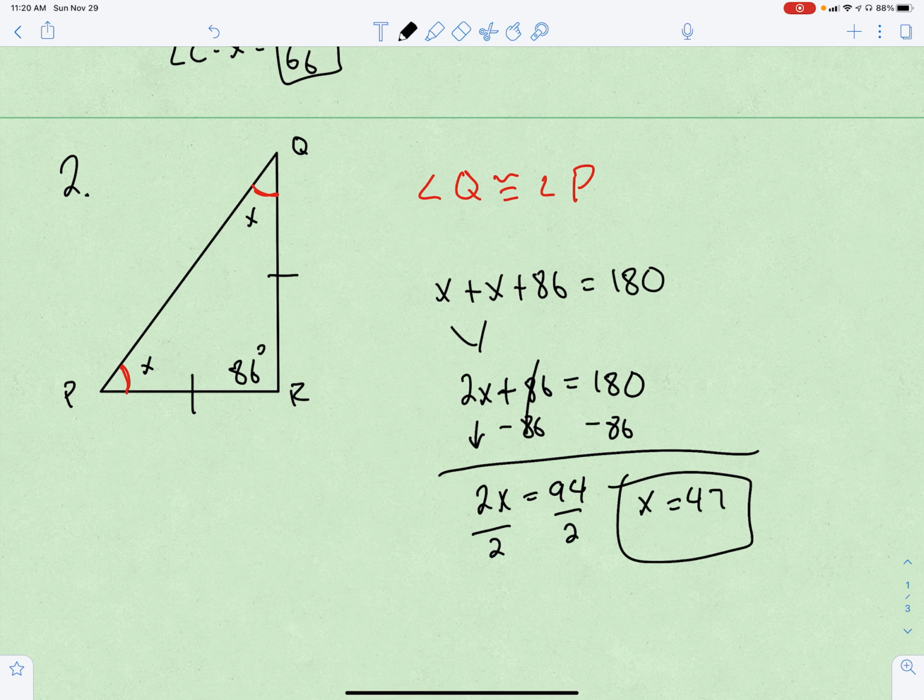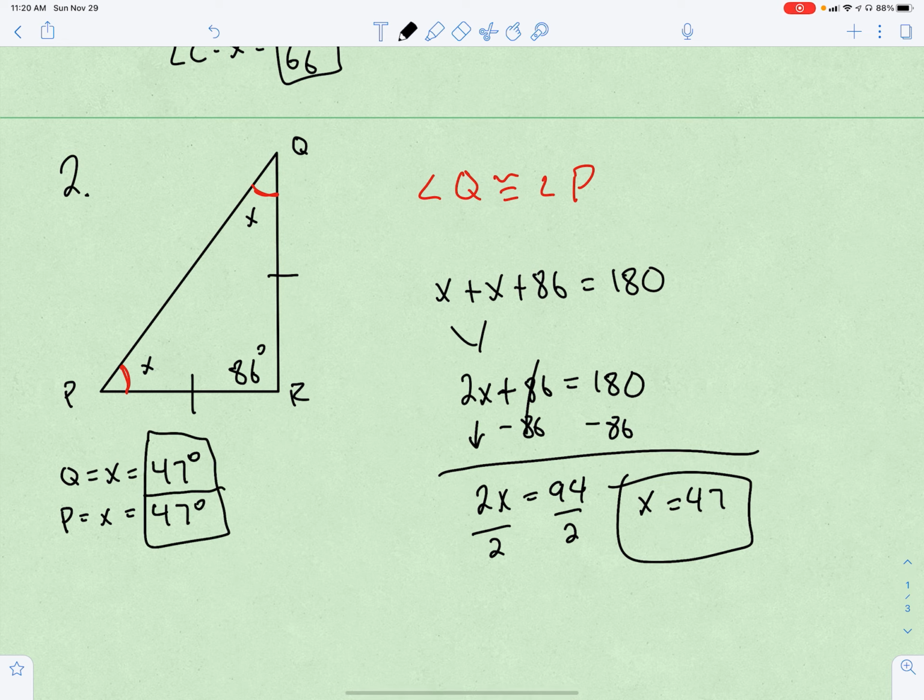Now in this case, we know that angle Q is equal to X, which is equal to 47 degrees. And P is equal to X, which is also equal to 47 degrees. And it makes sense because we know those two angles have to be equal. So those are two simple examples. They'll get a little harder, but as long as you understand the gist of the theorem, I think it'll be good. I'll see you in class.